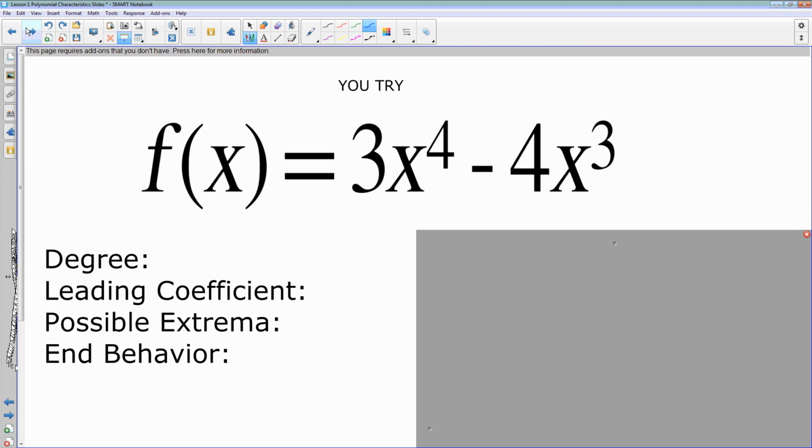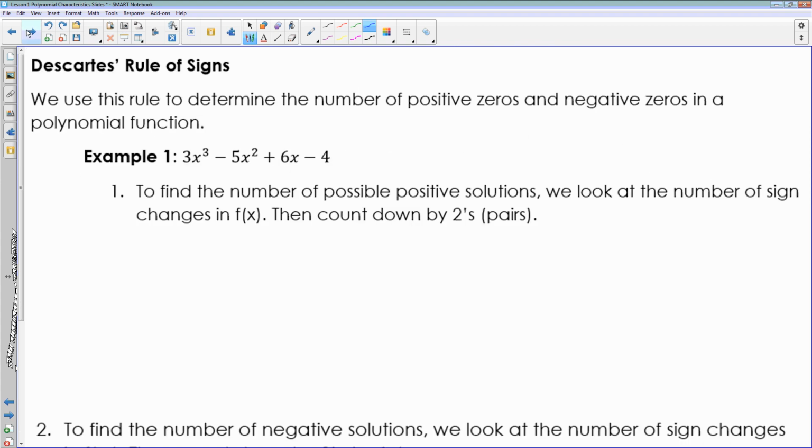All right, so this last bit, I'm going to skip the U tries for now. This last bit is about Descartes' rule of signs. So with Descartes' rule of signs, we're going to use this rule to determine our number of possible positive zeros and possible negative zeros. We're not going to find the actual zeros, just figure out the possible. And really, this example should have an f of x equals in front for it to actually be a function.